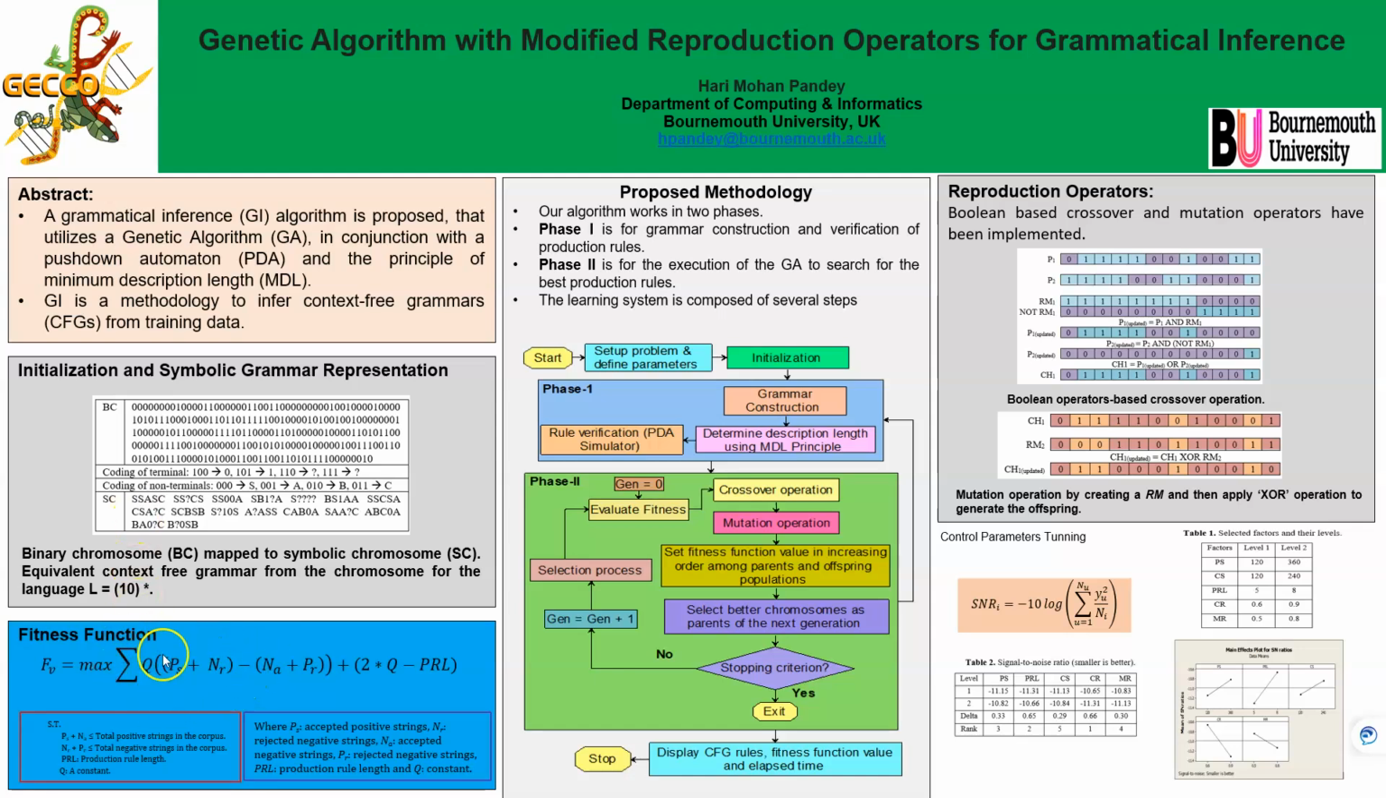For the fitness function, this is our fitness function, where PS represents positive sentence, NR represents rejected negative sentence, NA represents accepted negative sentence, and PR represents rejected positive sentence. So using this fitness function, we have evaluated the fitness of our chromosomes.